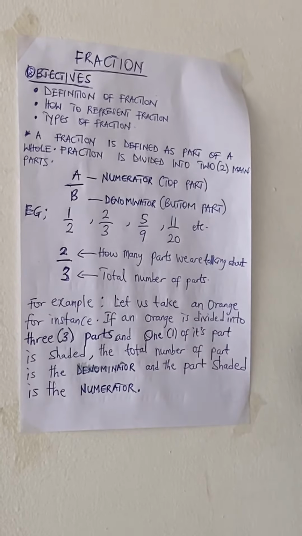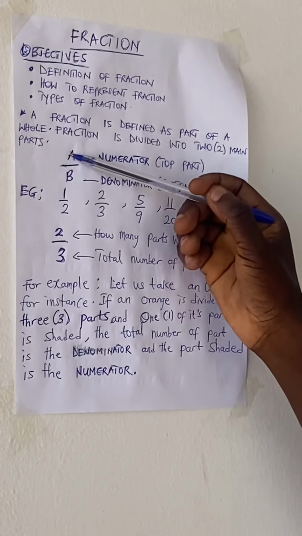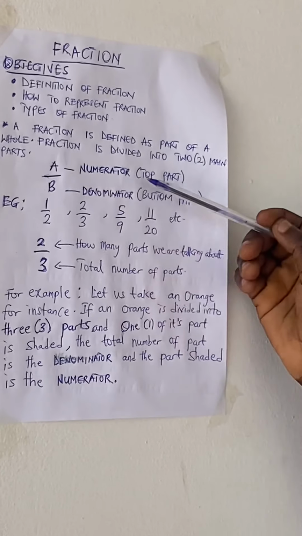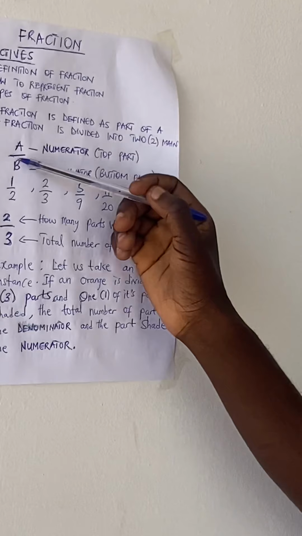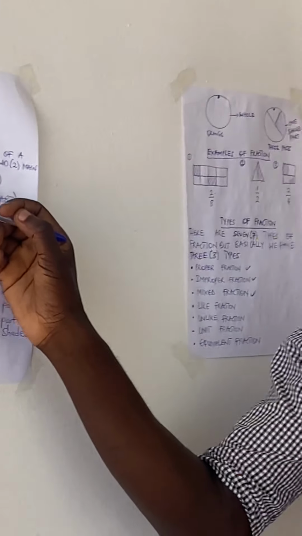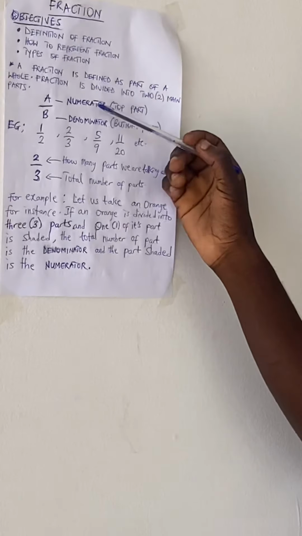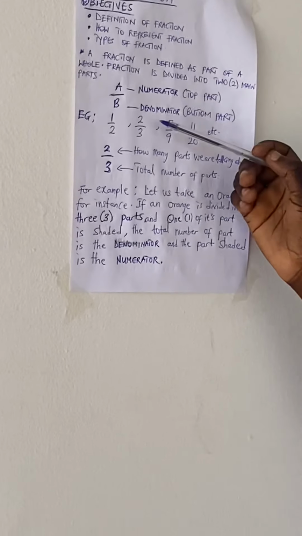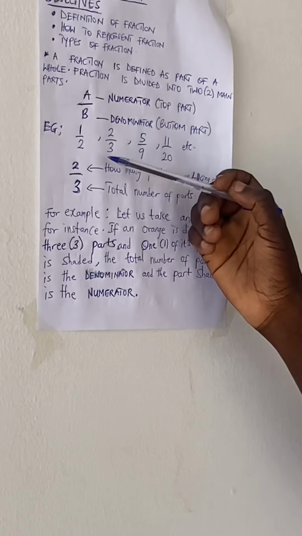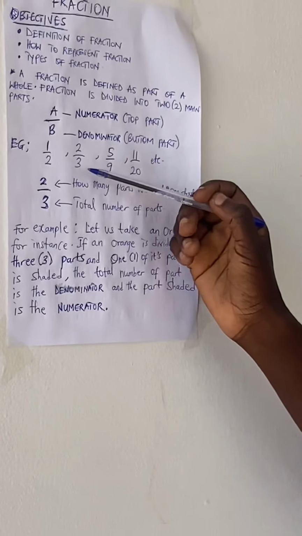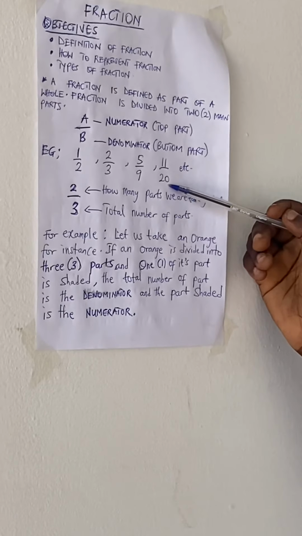The top part, that is A, is called the numerator. And the bottom part is called the denominator. So this sign is the division sign, which is the over. So the top part is the numerator and the bottom part is the denominator. Examples of fractions, we have 1 over 2, 2 over 3, 5 over 9, 11 over 20.